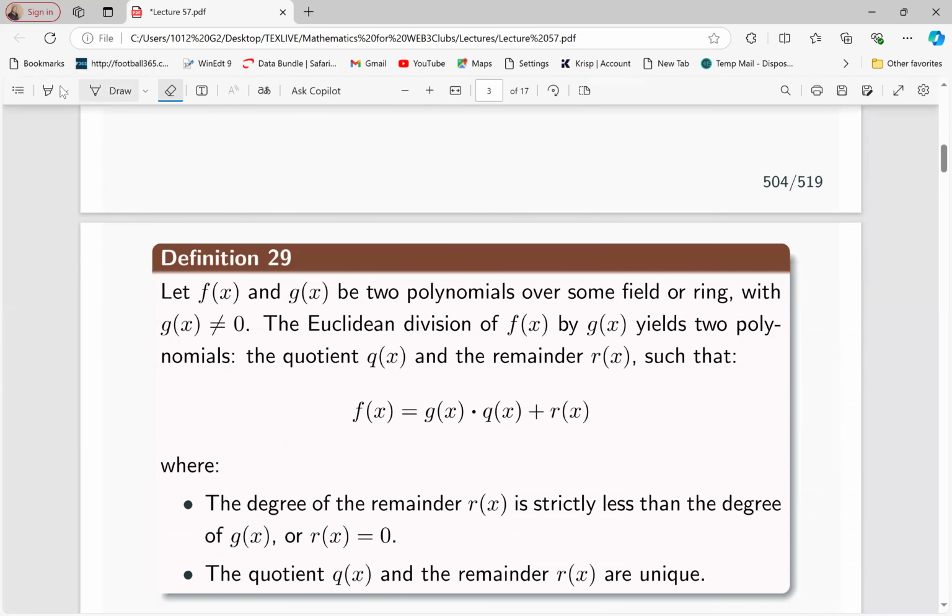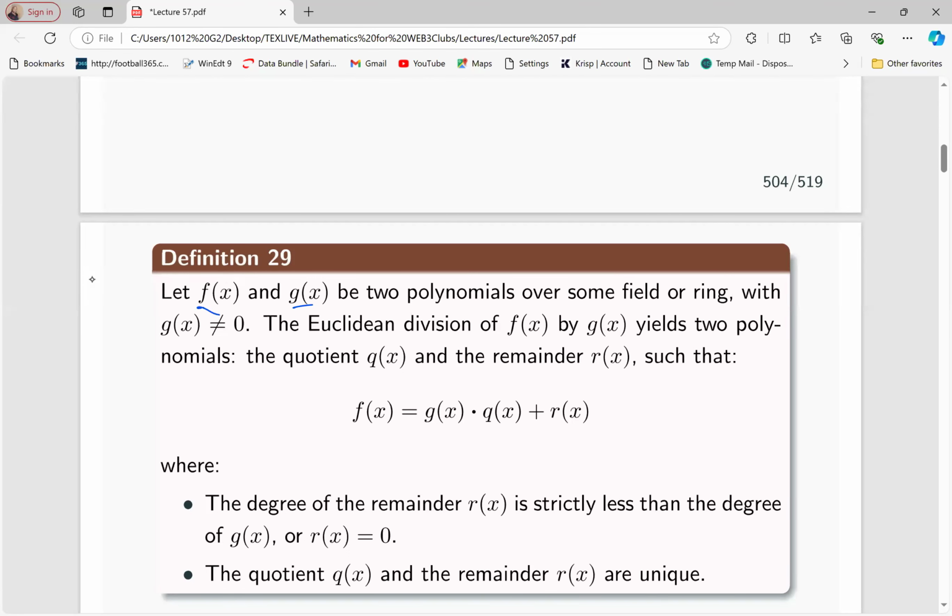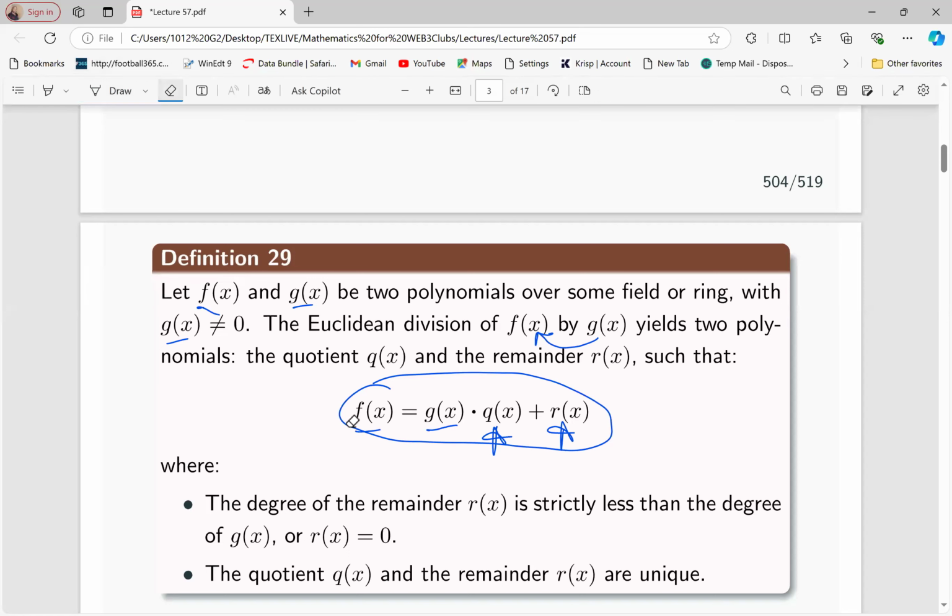So the definition of Euclidean division by polynomials is what I've just said. Supposing you're given two polynomials, f of x and g of x, and supposing that g of x is not equal to 0, and you want to divide g of x into f of x. If you divide this g of x into f of x, you find the quotient and then the remainder. This is what we call Euclidean division by polynomials. So you can divide one polynomial into the other, and then you get the quotient and get the remainder. That's what we're talking about.